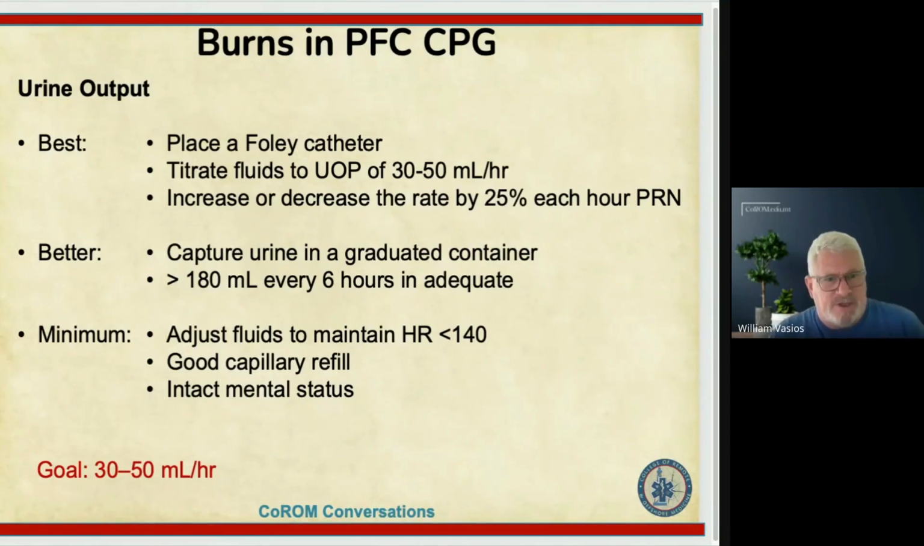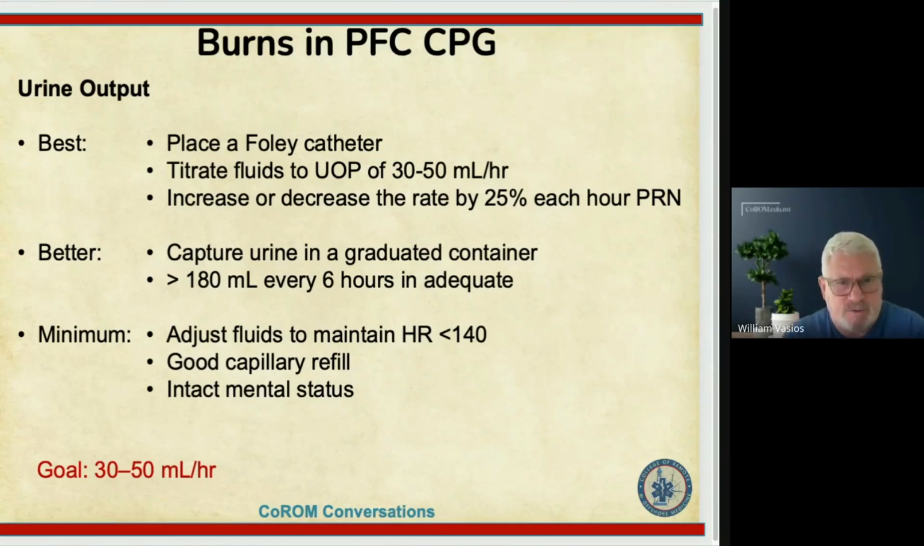I definitely like the good cap refill because that's a quick one. And then mental status. And that goes back to the neuro and disability talk that we had, where if you're conversing with your patient, are they responding appropriately and timely and accurately? Those are important things to determine mental status. And obviously, if you can get a Foley, put a Foley in. It's better to measure your output.